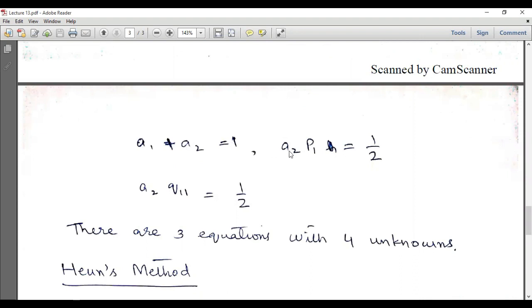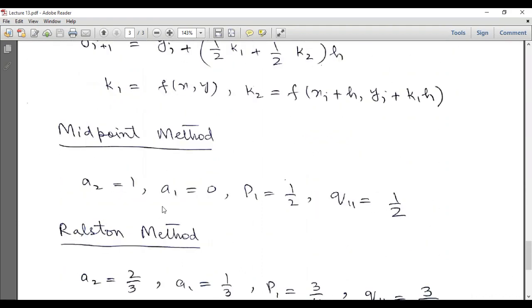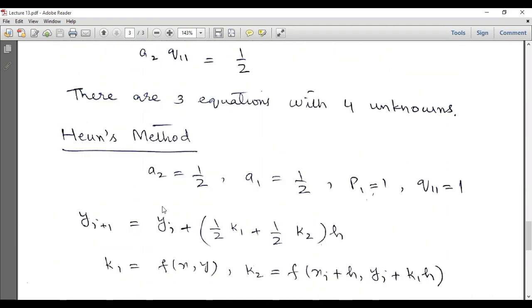a1 plus a2 is equal to 1, a2p1 is equal to 1 by 2, and a2q11 is equal to 1 by 2. So there are three equations and there are four unknowns, right? So we have to make some assumptions. So based on those assumptions, three further methods are actually defined in the literature.